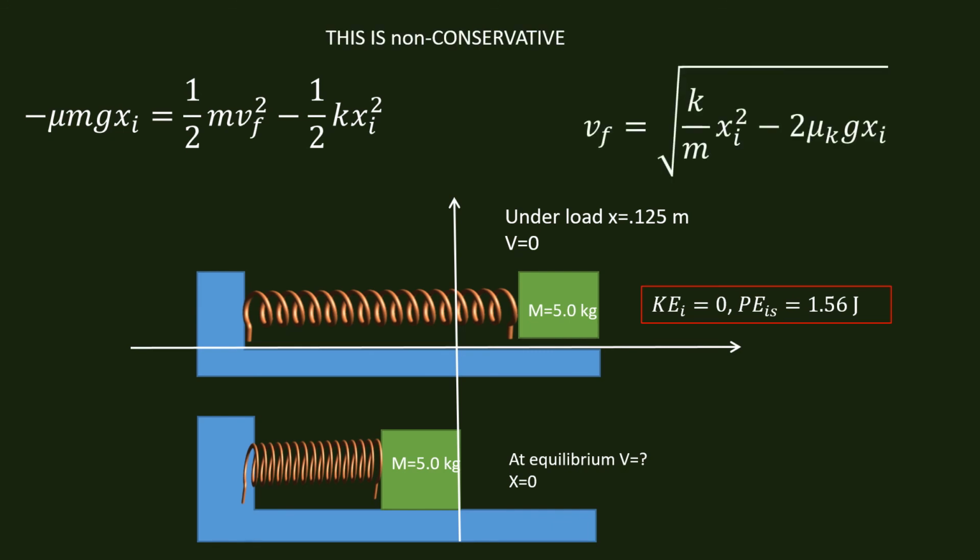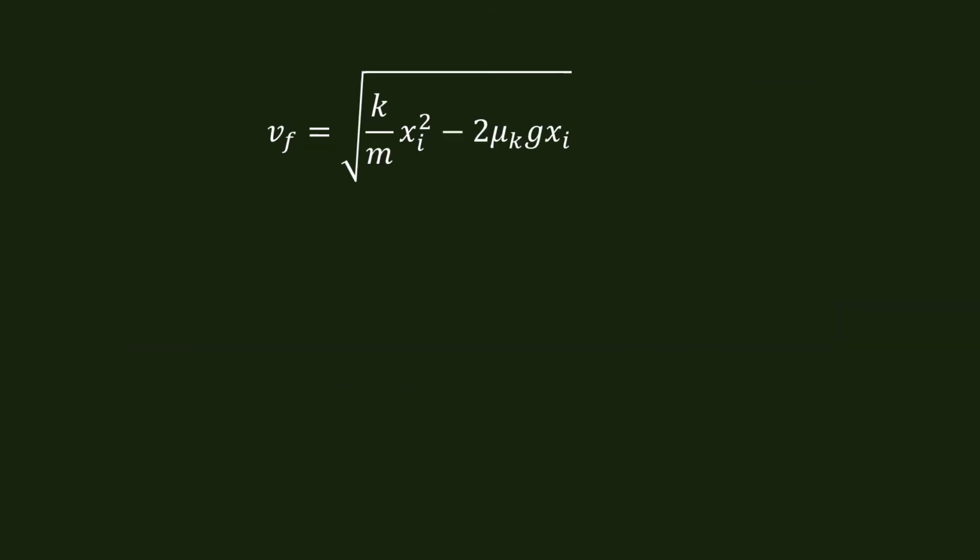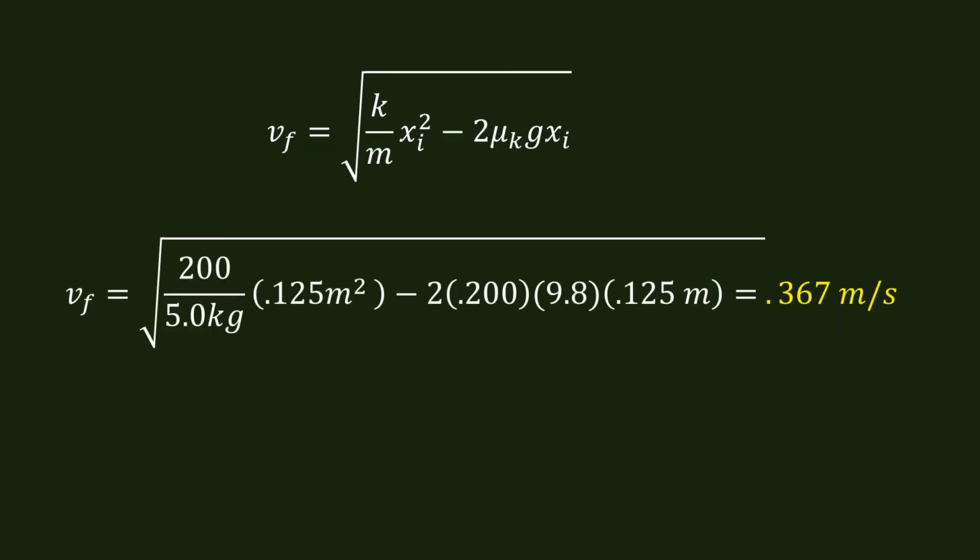So solving for V of F gives us this expression right here. And we just plug in our values and we get 0.367 meters per second. So be careful when you're doing the algebra to figure this out with the minus signs. But this is what you should be getting as far as the equation for this type of problem.